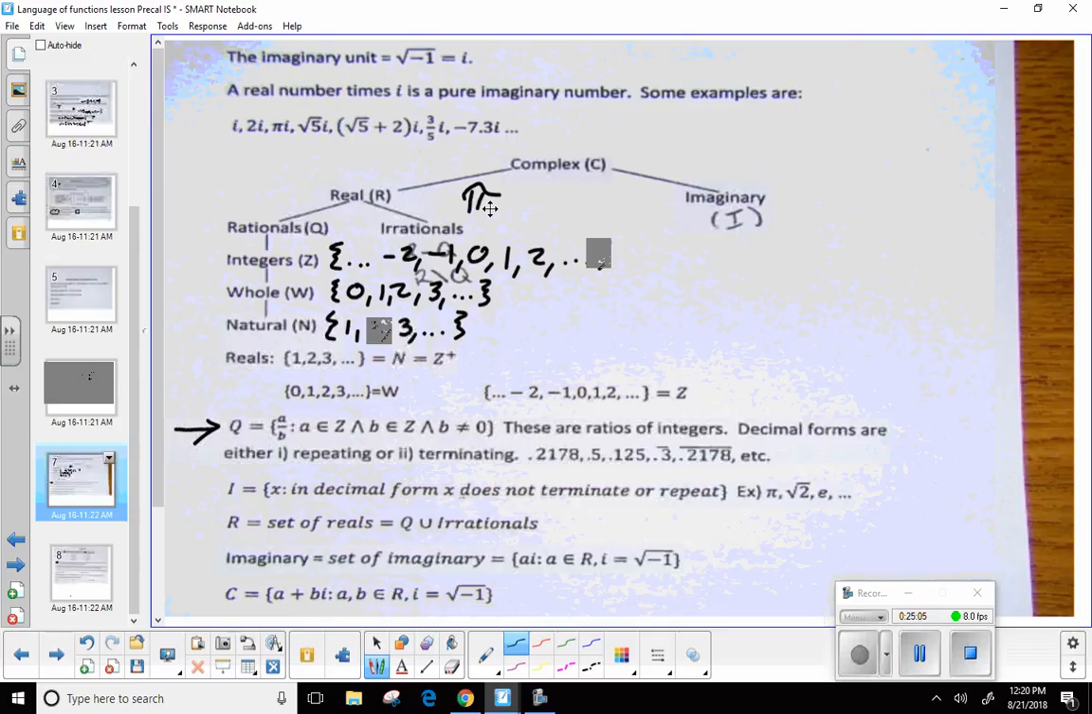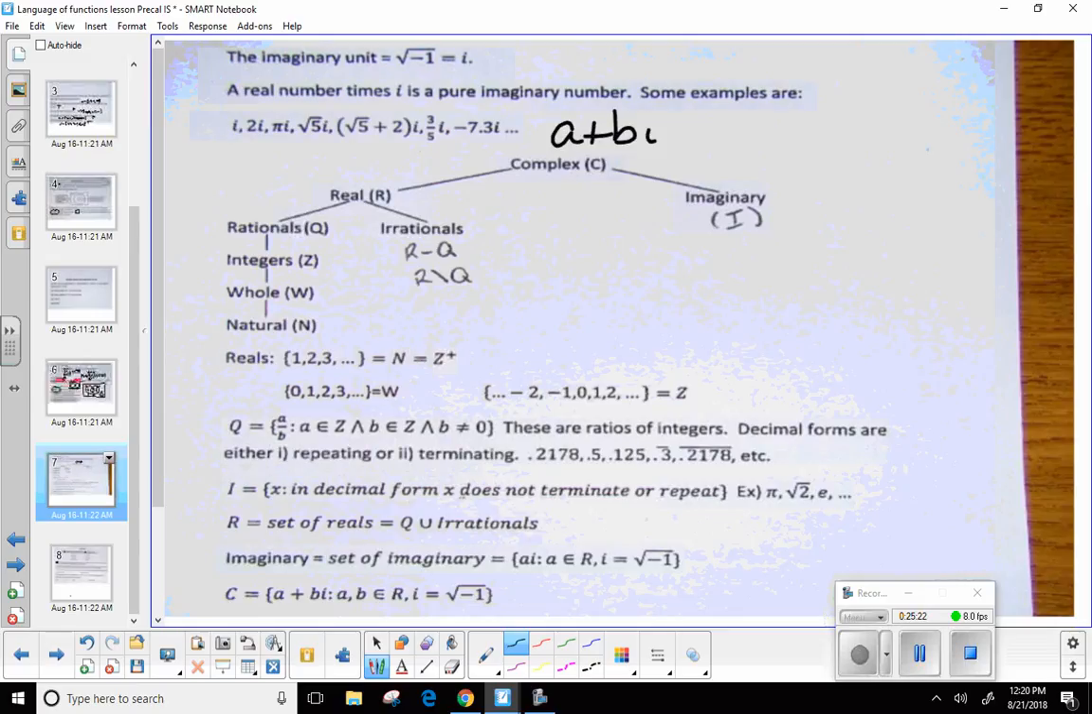So now at this point, we're going to expand it one more time. We're going to introduce you to the idea that the reals are now a subset of what we call complex. You might remember this from Algebra 2 when you dealt with imaginary numbers. Complex numbers are going to be in that form. So a is your real portion, and bi is the imaginary unit.